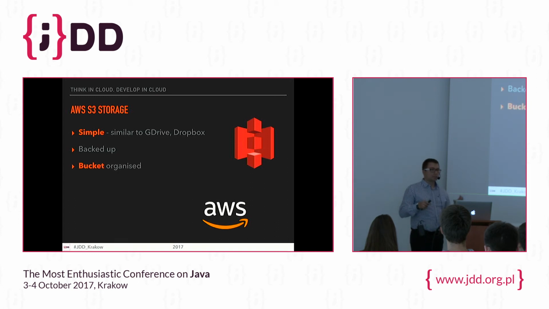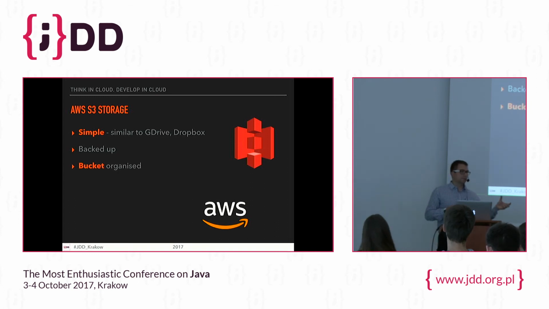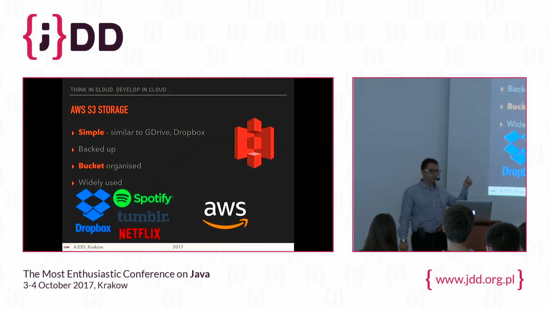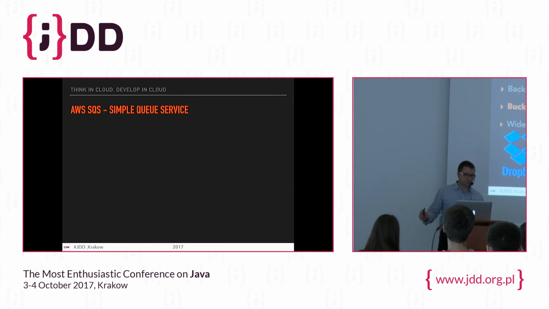It's organized in buckets. In a bucket we can store files, different ones, and it's widely used. I think you know most of those logos in here. Dropbox, Spotify, Netflix are, I think, the best examples of companies using this kind of storage.